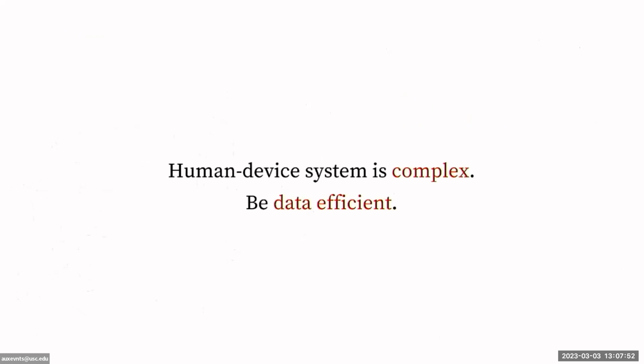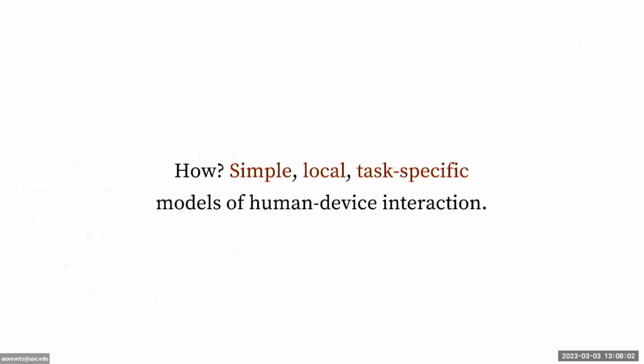Another way to respond to the fact that humans are so complex is to try to be more data efficient. And how can we do that? Well, one way is to have very simple, local, and task-specific models of human device interaction, because they're more robust and they could be trained on very small amounts of data. And you could use these for things like personalizing assistive devices during adaptation to those devices in the real world.